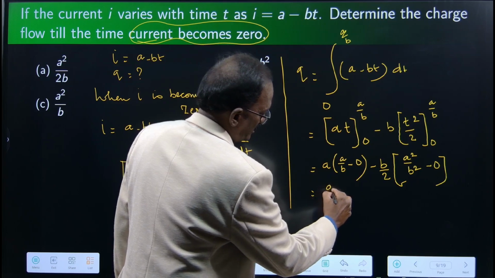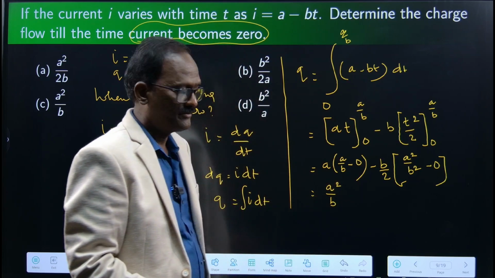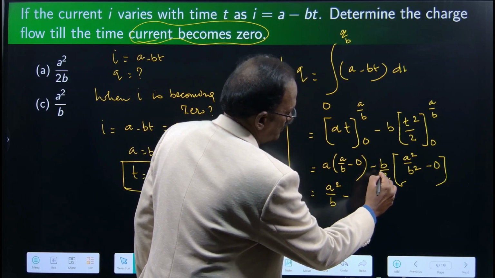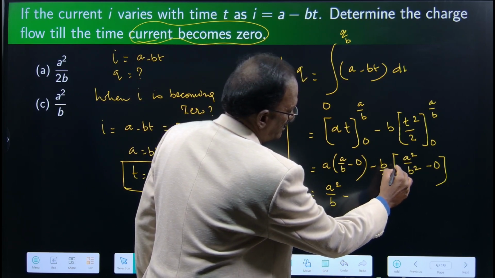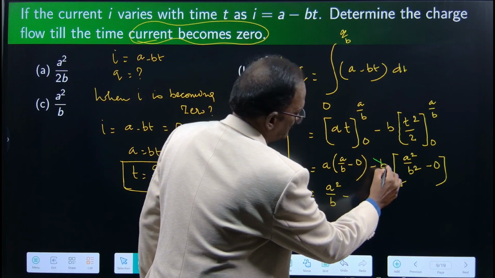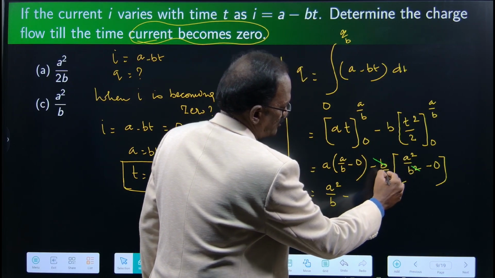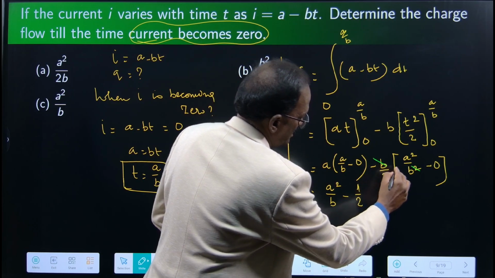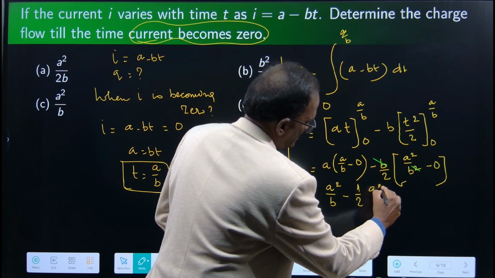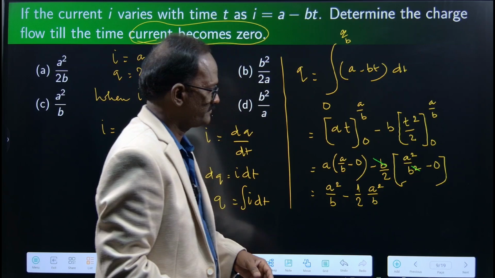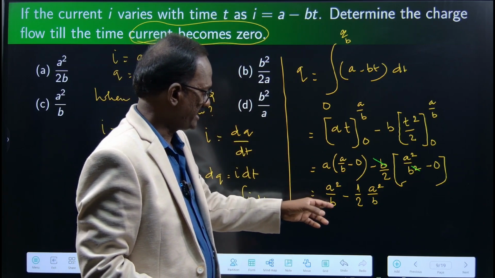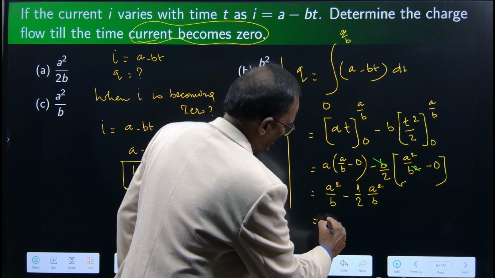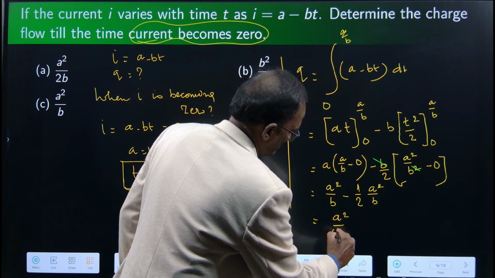This is A square by B minus 0. Then this is B by 2. This is A square by B square. One B we can remove. This is A square 1 by 2, 1 by 2 A square by B. This is A square by B. This is half A square by B. So the answer will be half A square by B.